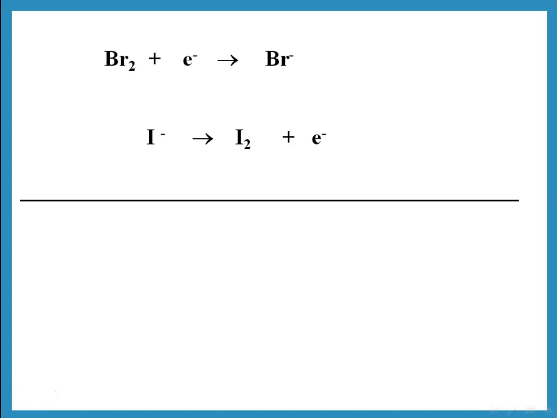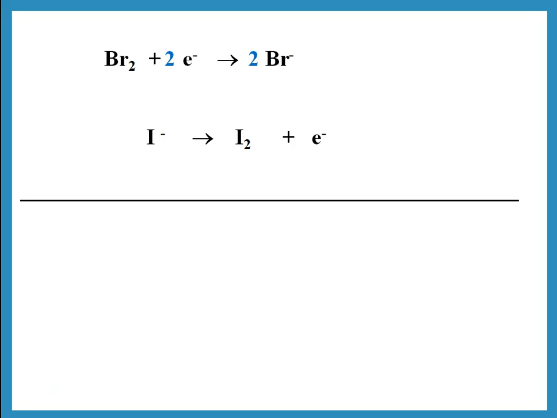Okay, let's try balancing this. Before the arrow I have 2 bromines, so after the arrow I must have 2 bromines, so I put a 2 there. That means now I have 2 negatives after the arrow, so I need 2 negatives before the arrow, so that's balanced.